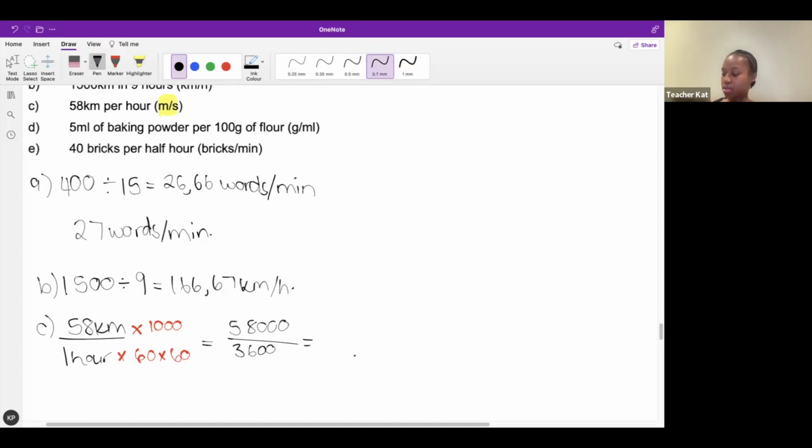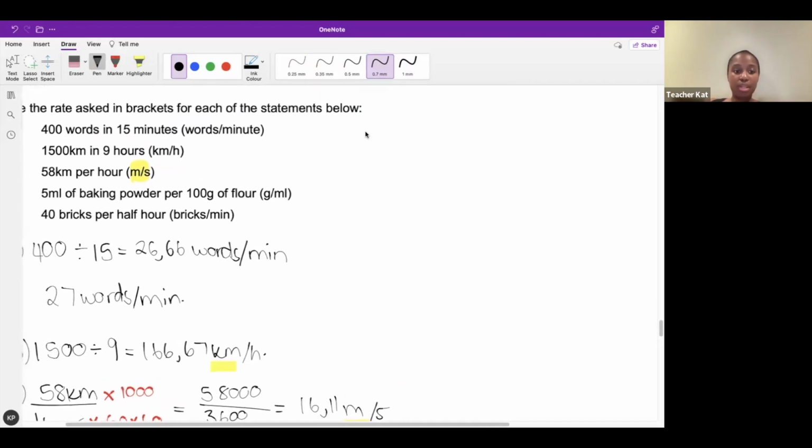See, 58,000. Let's see, guys. So it's 16,11 meters per second. Take note, for measurements, we leave them as decimals because it is possible to measure 0.67 of a kilometer. You just take your tape and you measure it. Okay.